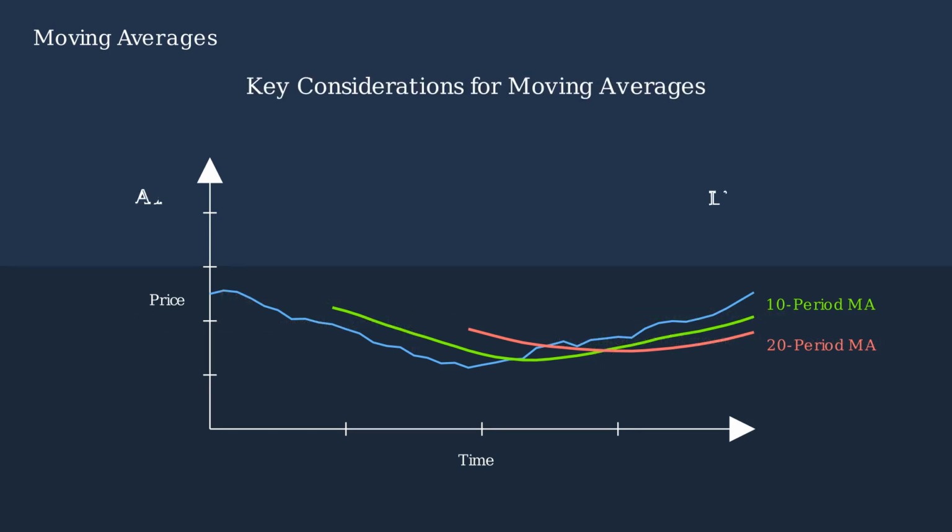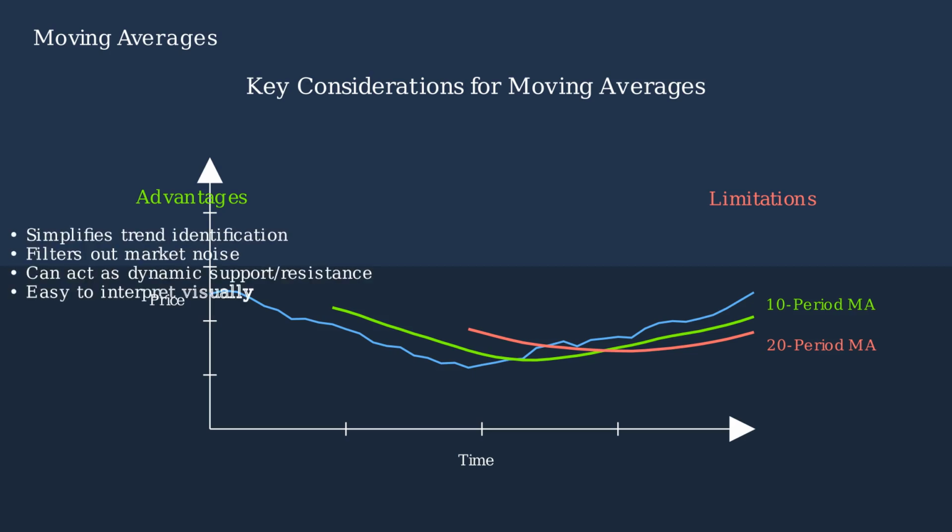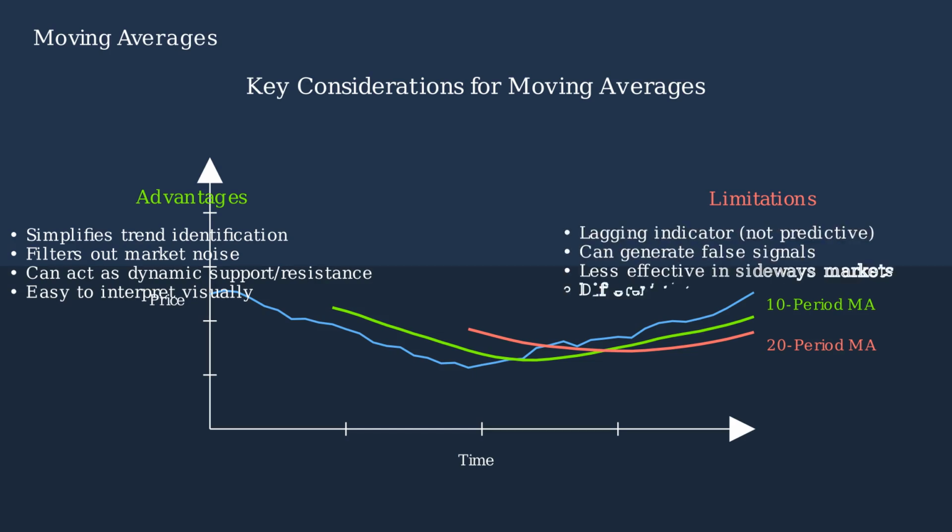Let's review some key advantages and limitations of moving averages as technical indicators. Moving averages help simplify trend identification, filter out market noise, and can act as dynamic support or resistance levels for price action. However, they are lagging indicators that follow price rather than predict it, can generate false signals, and are less effective in sideways or choppy markets.